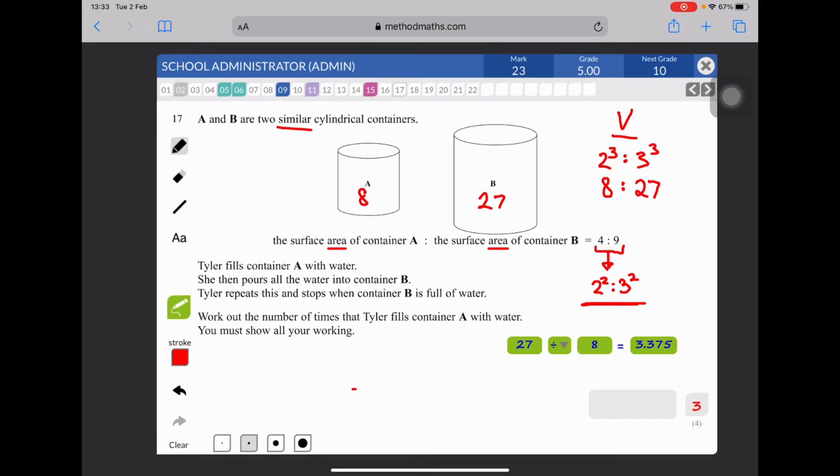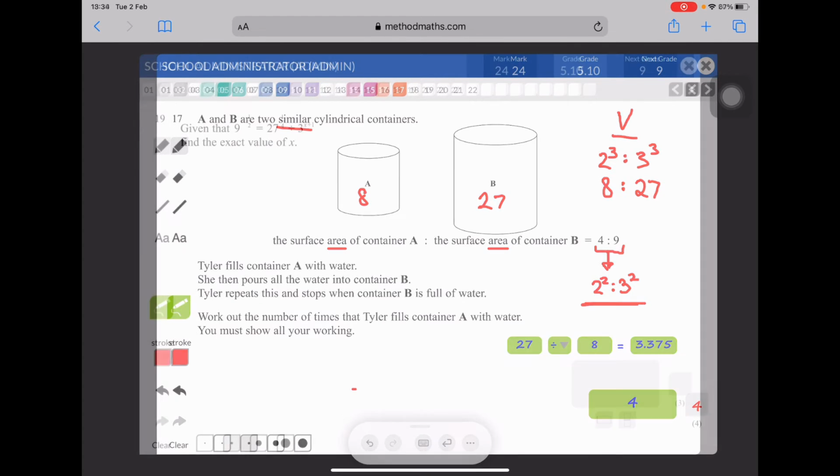So work out the number of times that Tyler fills container A with water. So we've worked it out as 3.375 times. But of course, in these types of questions, we round up to the nearest integer because you can't fill a container 3.375 times. You only fill it in integer values. So I'll write a 4 here, and as you can see, that gives us 4 marks.